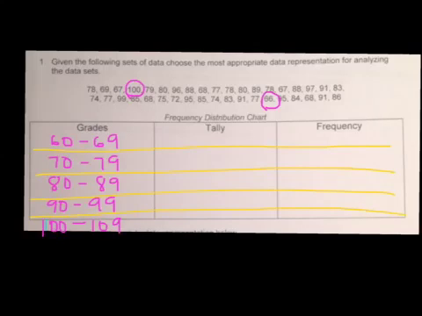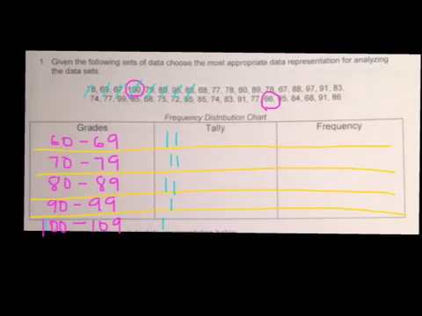And then I'm just going to go through my list and go one by one and put a tally mark in the row that it corresponds with. So when you look at your first number, it's 78. Well, that fits in the 70s, so I'm going to put a tally mark there. The next number is 69. That fits in the first category. 67, first category. 100 fits in the last category. 79, 80, 96, 88.